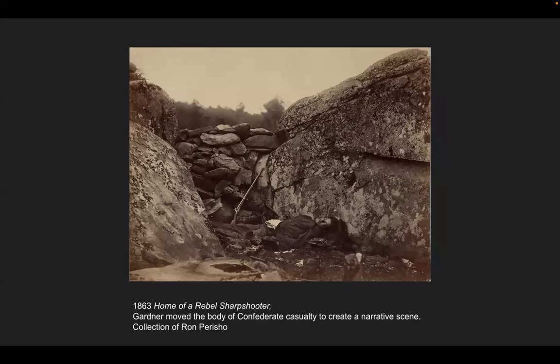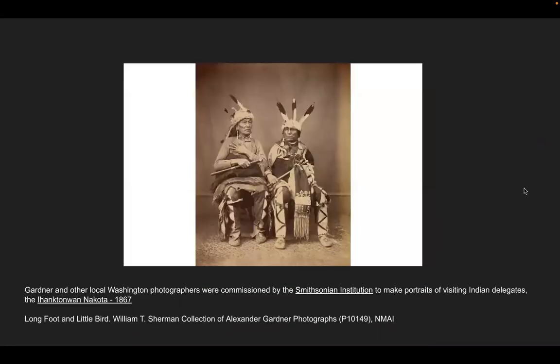Gardner also conducted his own studies. So if there was a body that he perceived to be better suited in a different position, he would move it and make an image of the deceased soldier. So Home of the Rebel Sharpshooter, made in 1863, 2 years before the Civil War had ended.